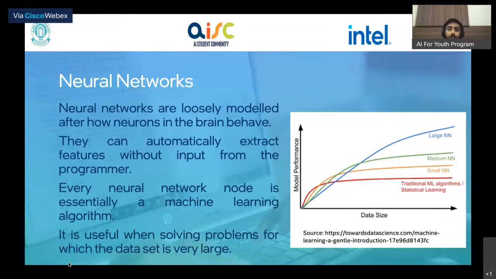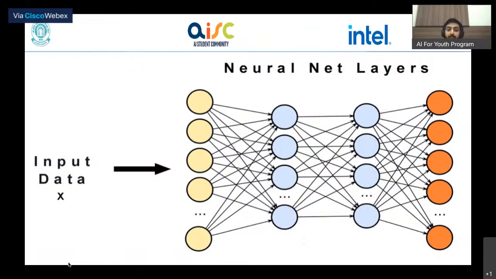Neural networks are useful particularly when you are trying to solve problems where the data set is very, very large, right? Because traditional machine learning algorithms cannot handle such huge data sets, which is why you can go with neural networks to do that task and create your project accordingly. Now, I was talking about the different layers.